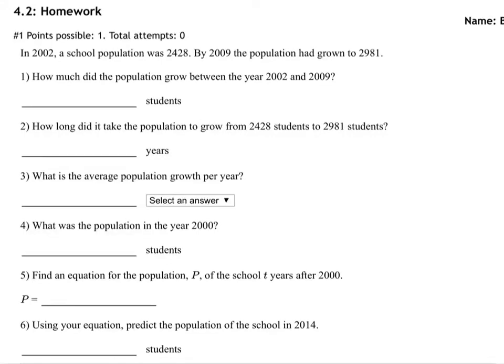All right, 4.2. So more of the same, so linear functions. In 2002, a school population was 2428. By 2009, the population had grown to be 2981. How much did the population grow between the year 2002 and 2009?